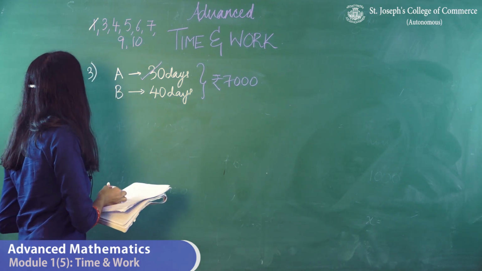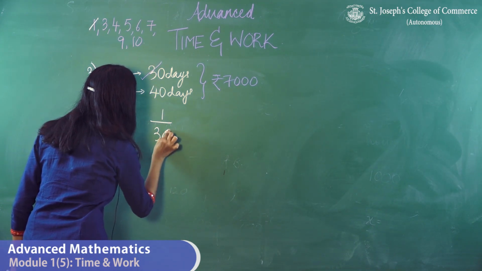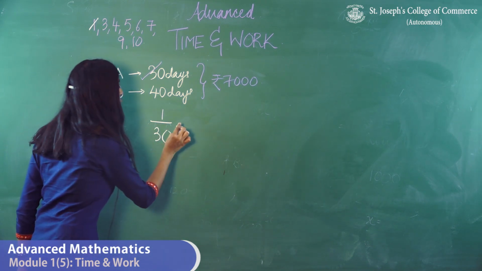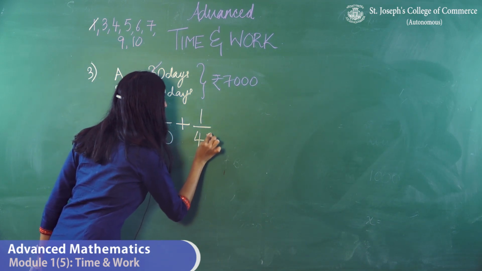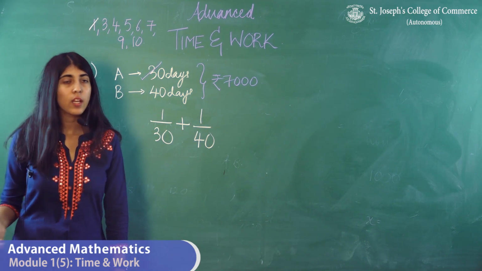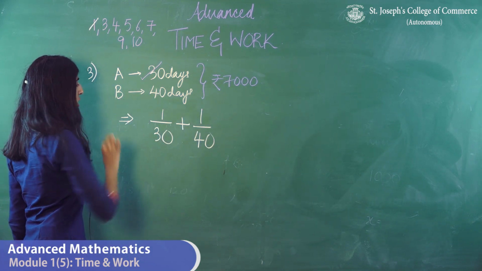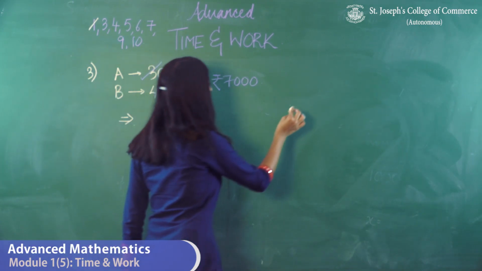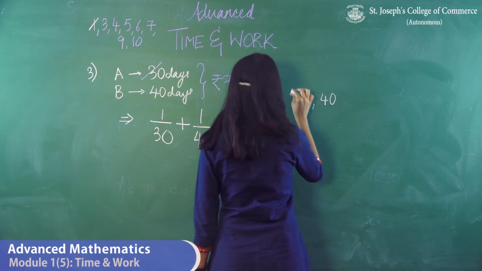Here, A takes 30 days. So, each day he's finishing 1/30th of the work. With B, if he joins hands with A, B would have finished 1/40th of the work each day. So, this is your first step. When you come up with a fraction like this, mathematically you need to find the LCM. So, let's find the LCM between 30 and 40.